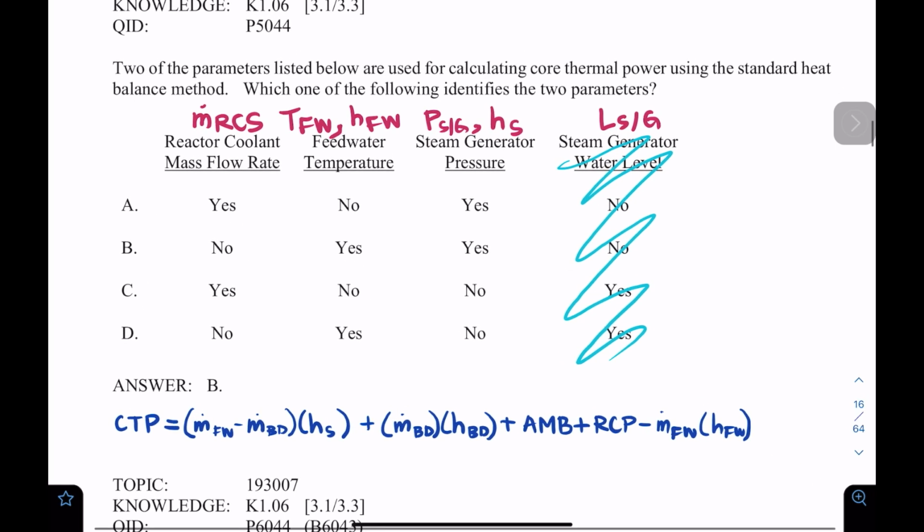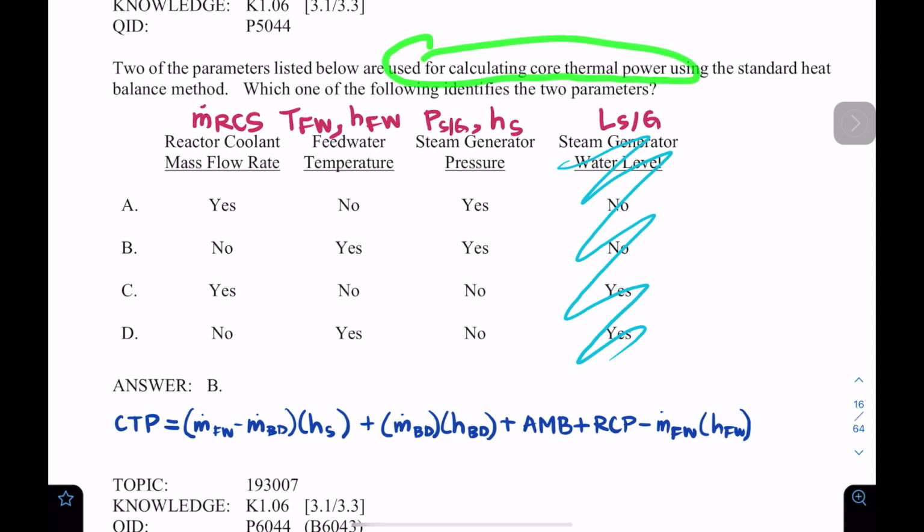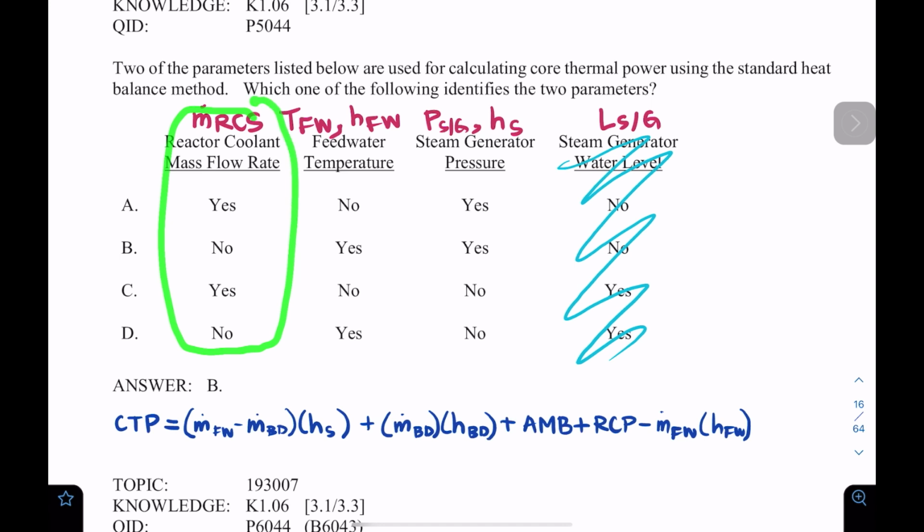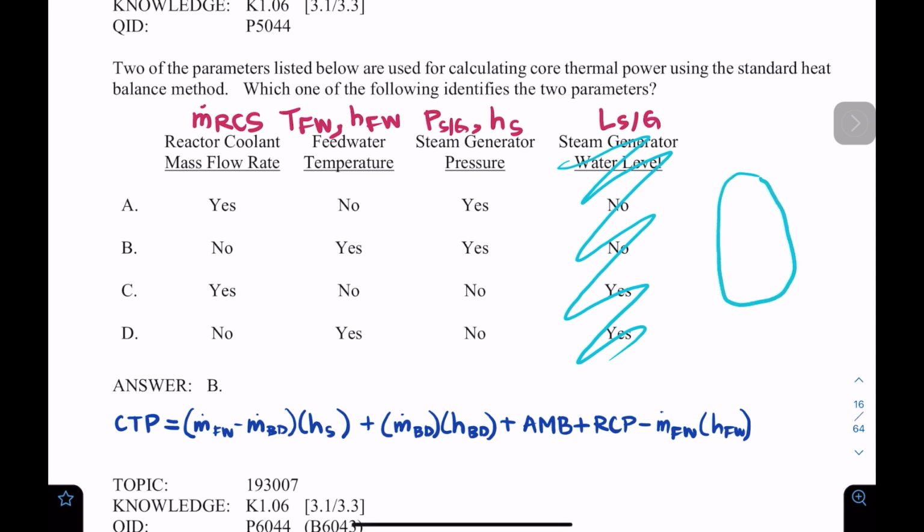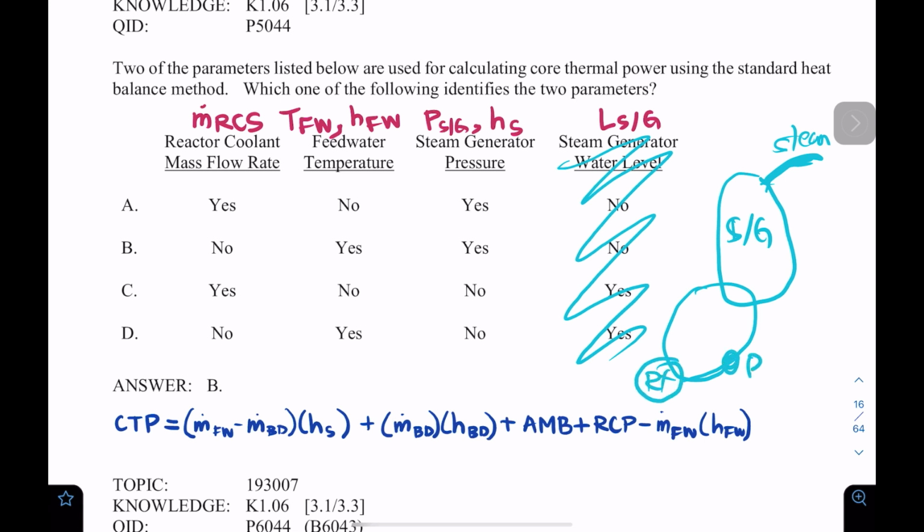So now it's telling me that there are only two parameters that are used for calculating core thermal power. And yes, there are two parameters, but if I go over the reactor coolant mass flow rate, that's not the same as the mass flow rate of my feed water, right? That's going to be different, because the mass for my reactor coolant system is going to be part of my primary. So let me just draw this steam generator here, right? This is my steam. Then I have another system here, and this one goes to my reactor. I have my RCPs and whatnot. So that's what I have there.